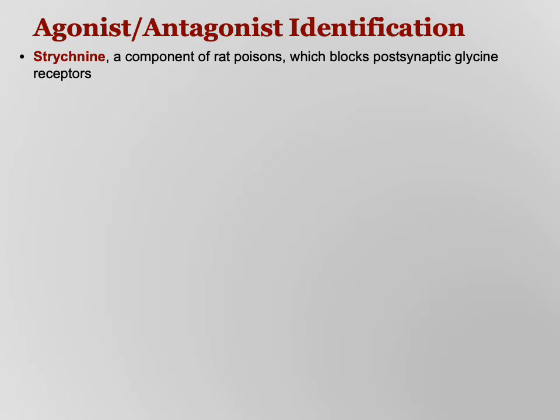So let's practice. Let's take a look at some examples here. Strychnine, a component of rat poisons, blocks postsynaptic glycine receptors. Glycine is a neurotransmitter. So strychnine, which was found in some rat poisons in the old days, blocks the receptor. Would that be an agonist or an antagonist? Are you playing the home version of the game here? That would be an antagonist because it blocks the receptor, prevents it from opening.